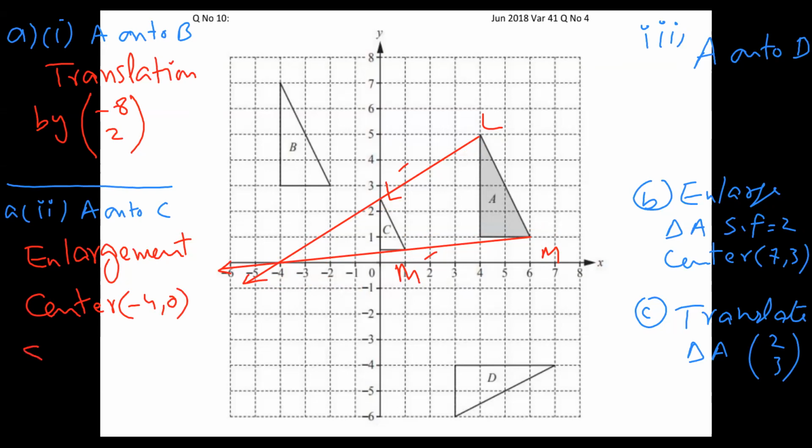Now scale factor, shortcut writing S.F. All of you know the formula: image size over the object size. How to find the scale factor? First of all, you can count any corresponding size. Let's say count the base. First of all, you know the image size. The image is C and the object is A. You ask how you know, sir? Because I said before, before "onto" is called the object.